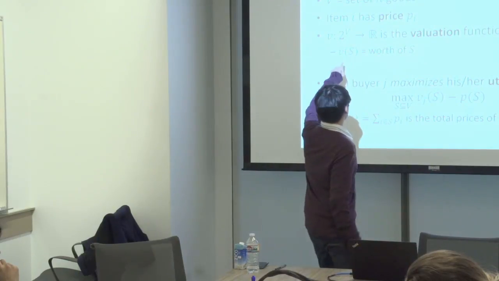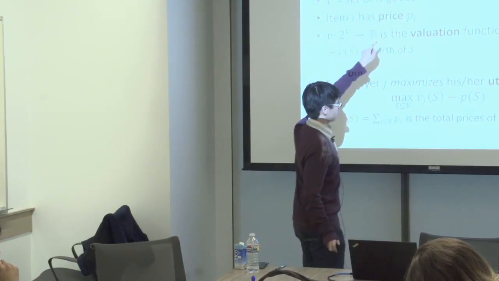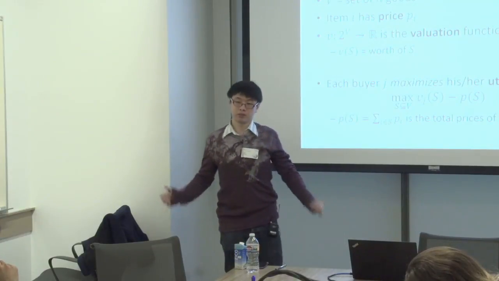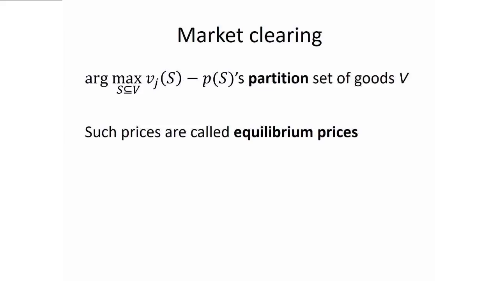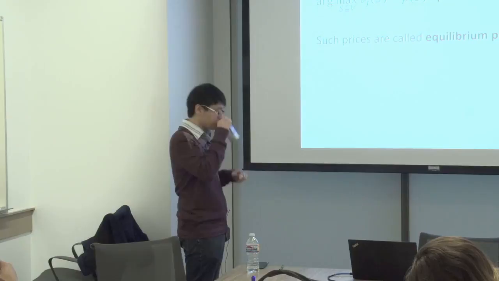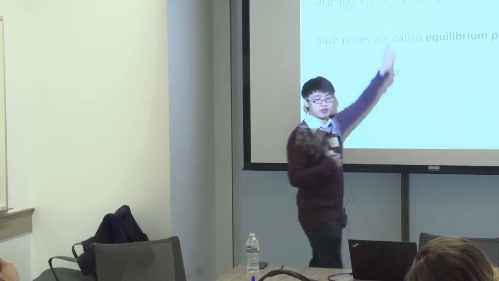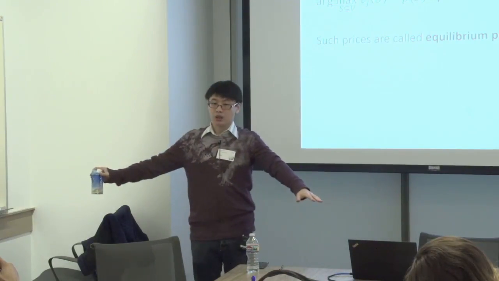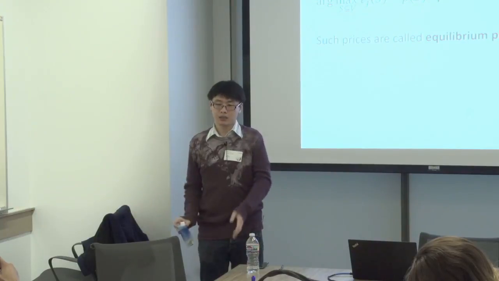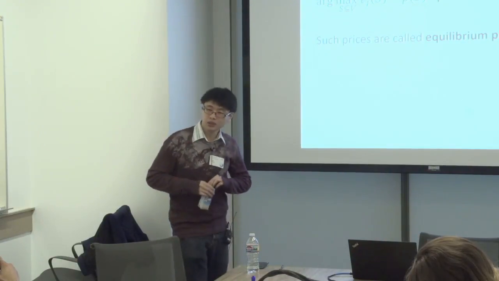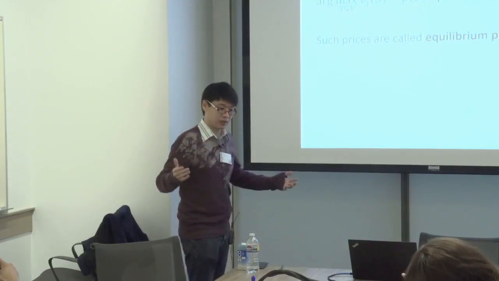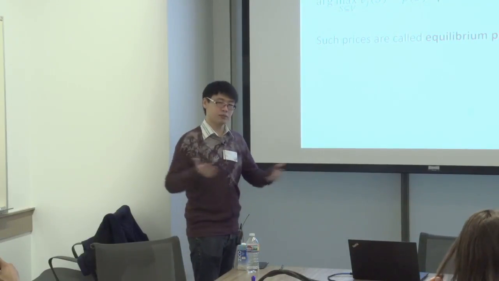So given the valuation function and all the goods, how do we get an equilibrium? Mathematically, that just says that you want prices on all the items such that the maximizer for the buyers across the economy exactly partition your set of items. So there's another way of saying that the market clears. You don't have over demand, you don't have oversupply.